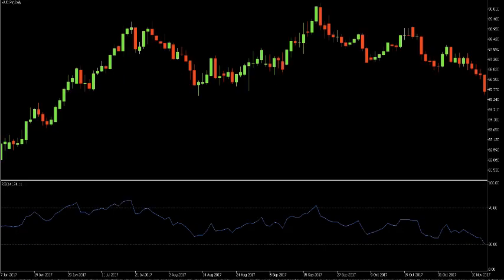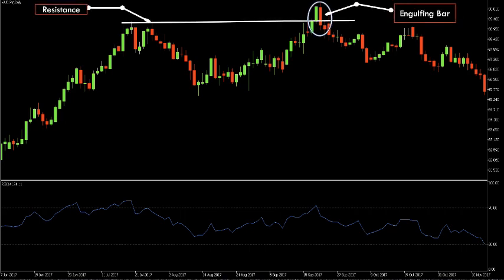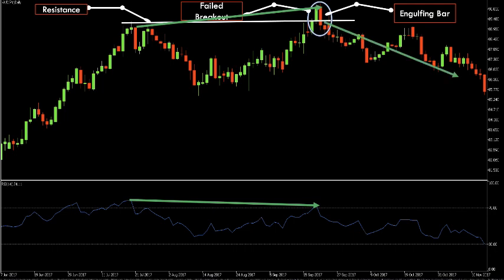Let me now give you another chart example in which we combine three different signals, this time using resistance with an engulfing bar pattern along with divergence. You can see from the chart how price tested the highlighted resistance and failed to break it. As you can see, the formation of this engulfing bar indicates that buyers are no more in control of the market and sellers are going to be in charge of it. The divergence between price and the RSI indicator shows up to confirm the beginning of a new downtrend.